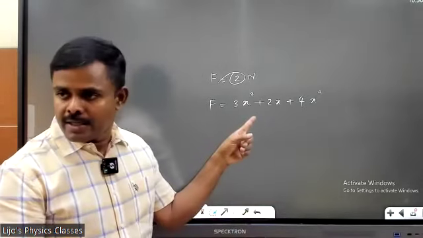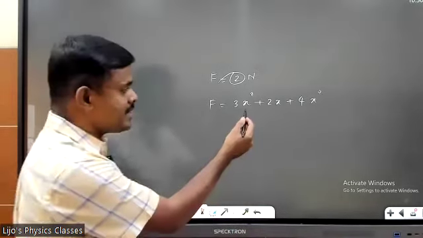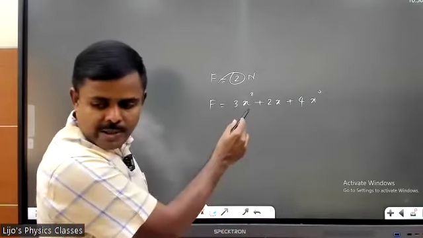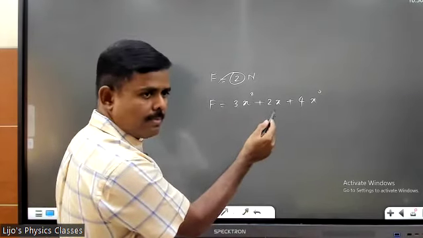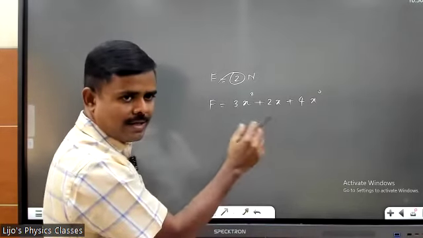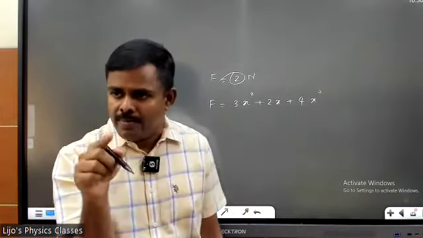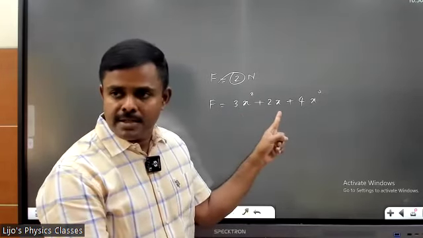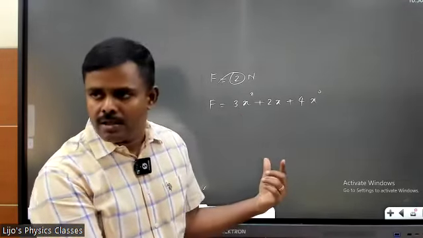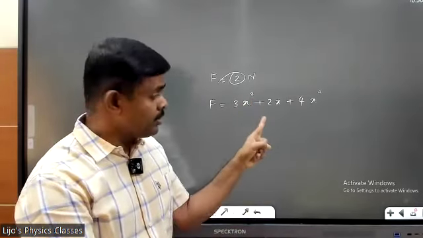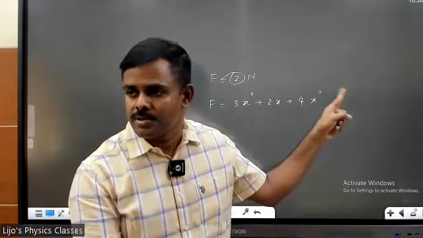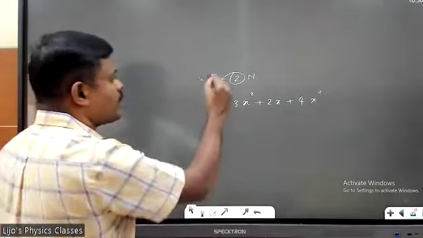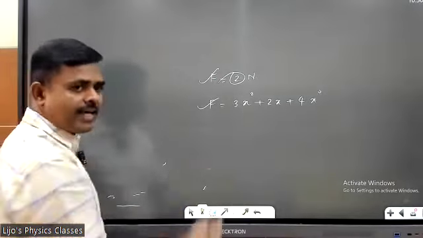But what about this one? It depends on the location. X is there, no? When you put x is equal to 0, you get what? 3 into 0 square plus 2 into 0 plus 4 into 0 raised to 0. Got it? If you are at location 3, x equal to 3, 3 into 3 square plus 2 into 3 plus 4 into 3 raised to 0. If you are in New York, it is 3 into New York square plus 2 into New York plus 4 into New York raised to 0. Got it. So x is the location, not the position coordinate. So this is called a constant force and this is called a variable force.